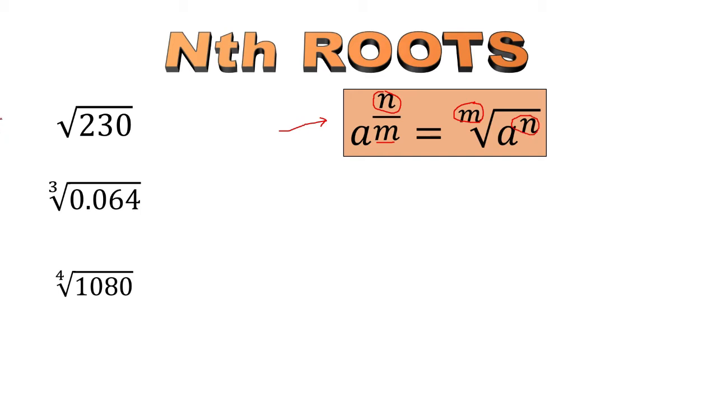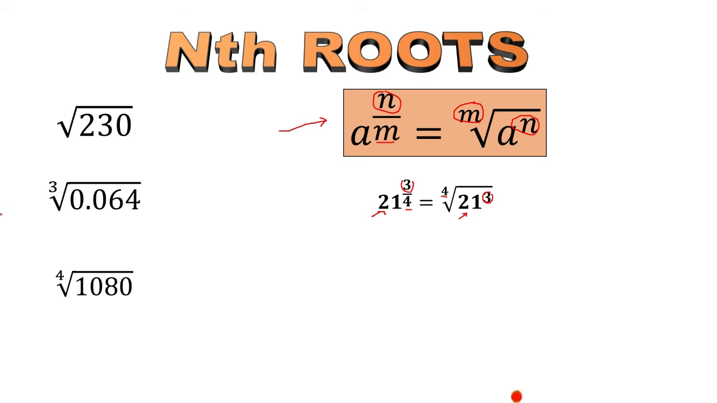Now, this is equal: the denominator is the order of the root, and the numerator is the exponent of the base x. We're going to do one example. For example, you have 21 and the exponent is 3 over 4. 4 is the order of the root, and 3 is the exponent. 3 is the exponent of the base 21. The base is 21. Okay?